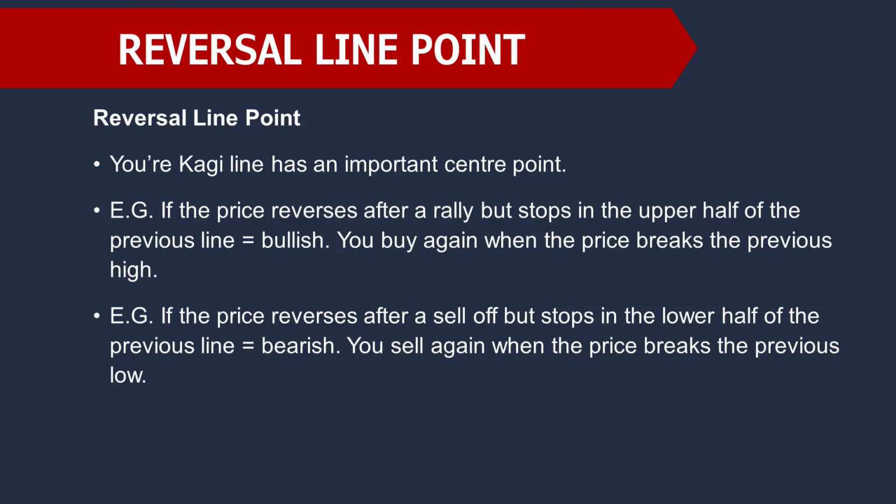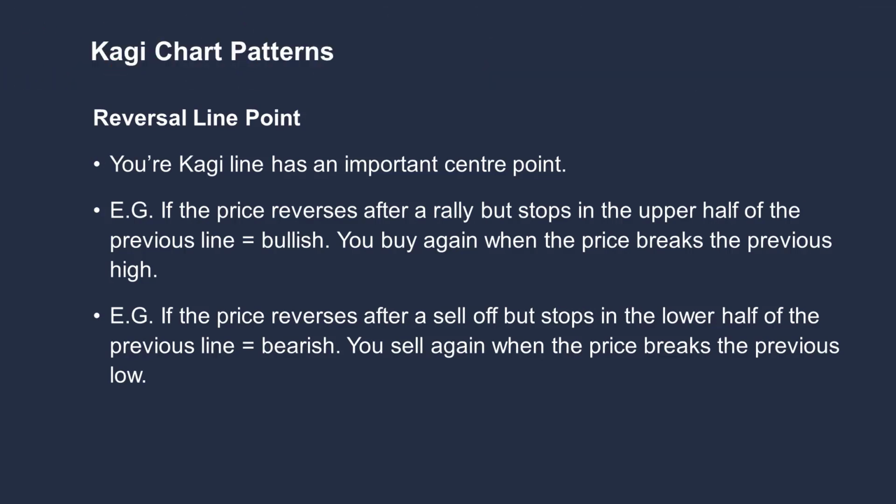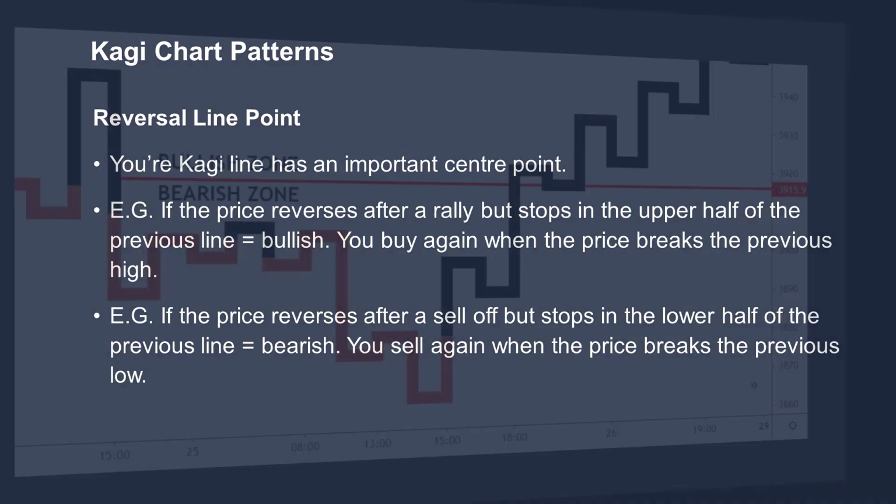Now your KAGI line has an important centre point, and this can be a reversal line point. For example, if the price reverses after a rally but stops in the upper half of the previous line, that's a bullish indication that that rally is then going to continue as it breaks through that previous high, and vice versa for a bearish trade. If the price reverses after a sell-off but stops in that lower half and then continues to break back down below that previous low, then that's a good sign for a bearish continuation. So let's take a look at an example of that.